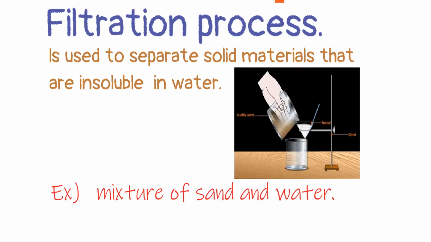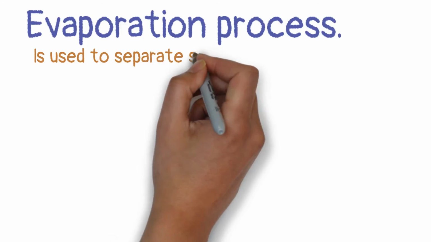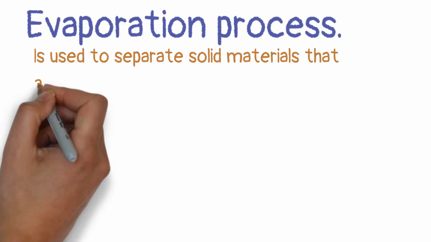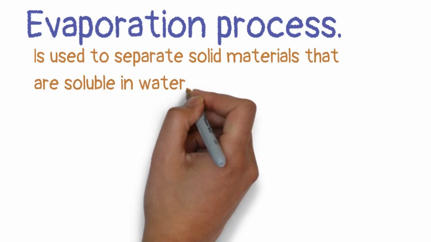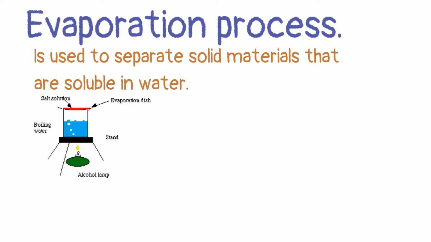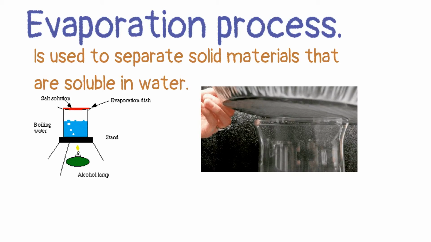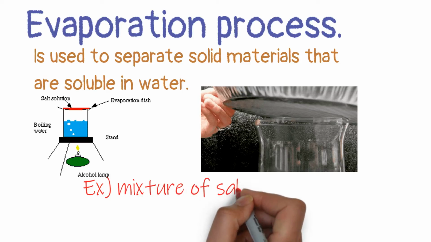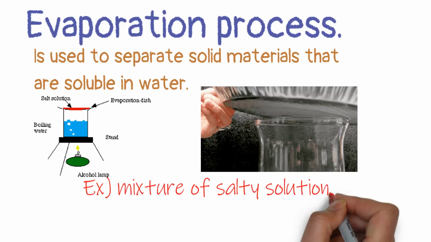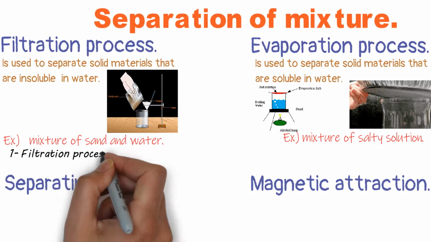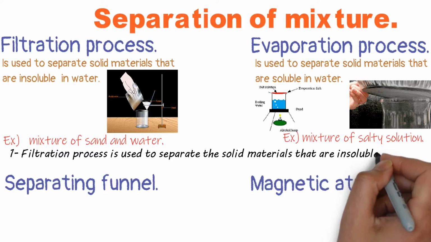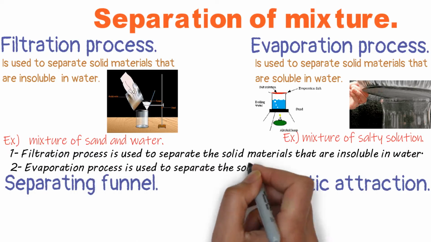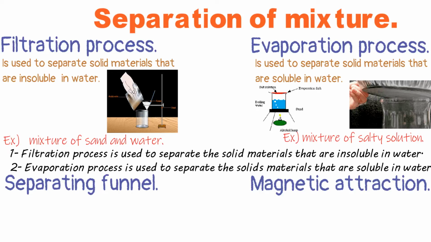What about the evaporation process? The evaporation process is used to separate solid materials that are soluble in water. We can't use the filtration process here because the soluble material is dissolved in the water, so it will go down through the filter paper. In this case, we can use the evaporation process. We will heat the solution, or the mixture, till all of the water evaporates, and the salt or the soluble material will remain on the dish or on the pan. The water evaporates and the soluble material remains on the pan.